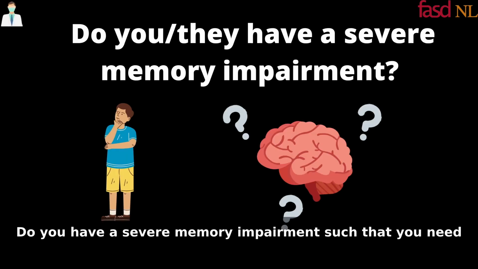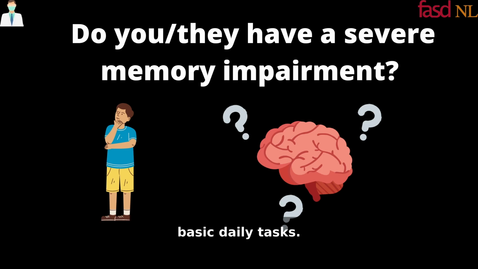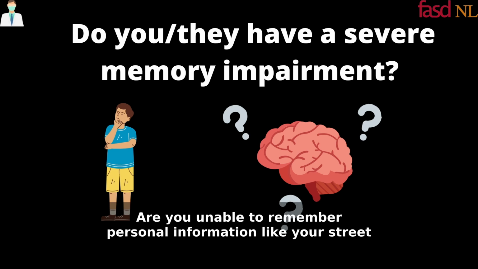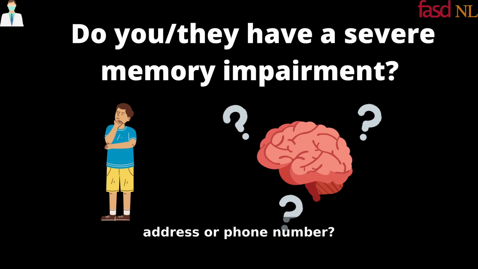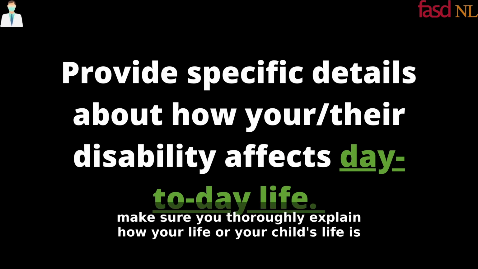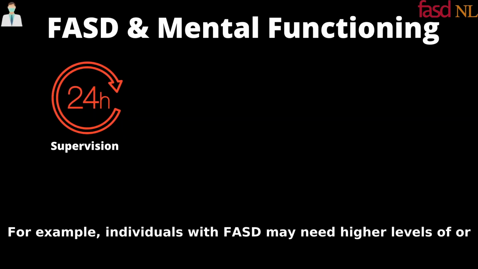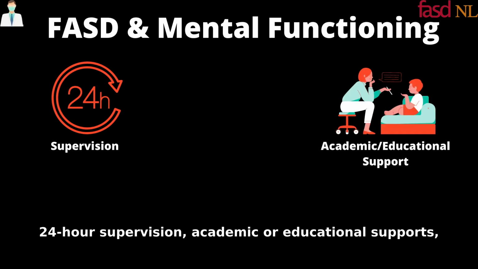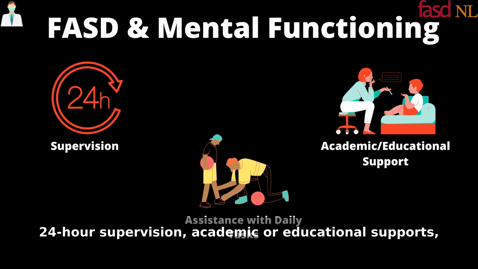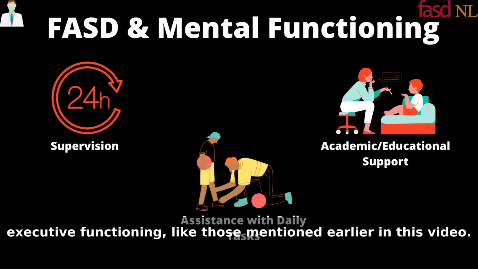Do you have a severe memory impairment such that you need constant reminders and detailed instructions to complete basic daily tasks? Are you unable to remember personal information like your street address or phone number? When speaking with your medical professional, make sure you thoroughly explain how your life or your child's life is affected by the disability. For example, individuals with FASD may need higher levels of or 24-hour supervision, academic or educational supports, or assistance with daily tasks or other operations related to their executive functioning, like those mentioned earlier in this video.